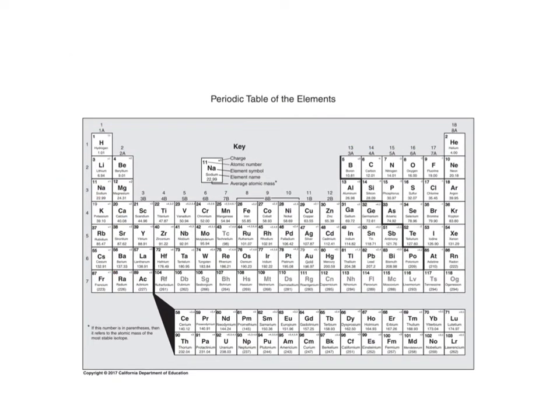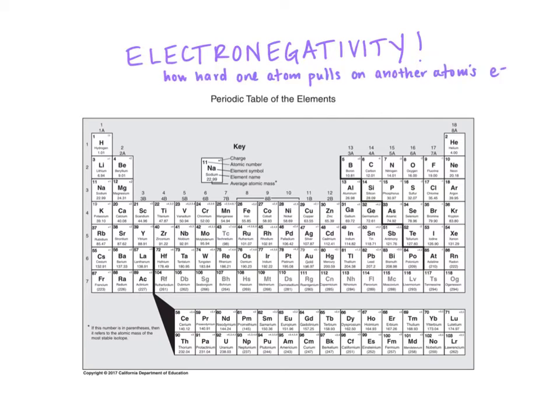Knowing those two trends is important for figuring out the last one, and maybe the most important one for moving forward. This last trend is called electronegativity, and it means how hard one atom pulls on another atom's electrons in a chemical bond, and we'll worry more about that later. But it's really just how hard an atom is pulling on electrons.